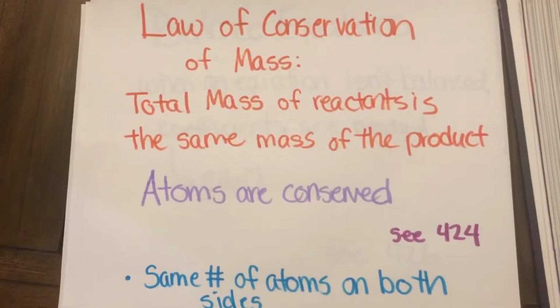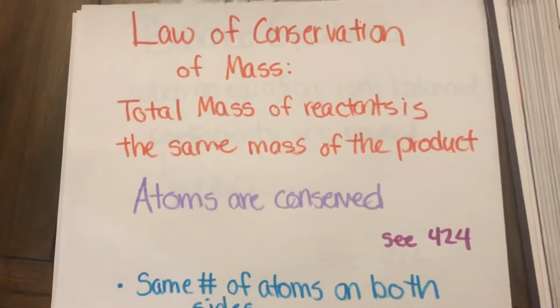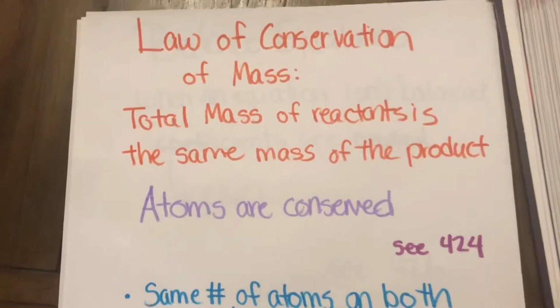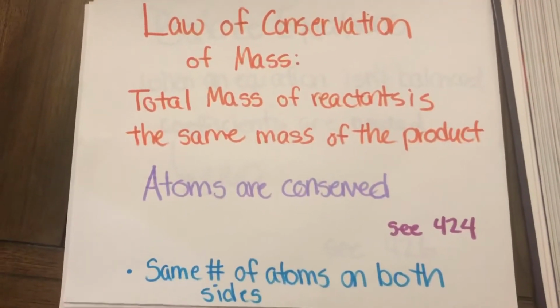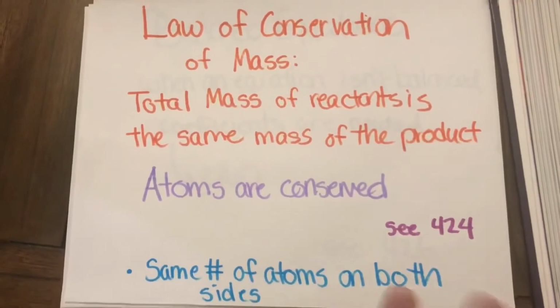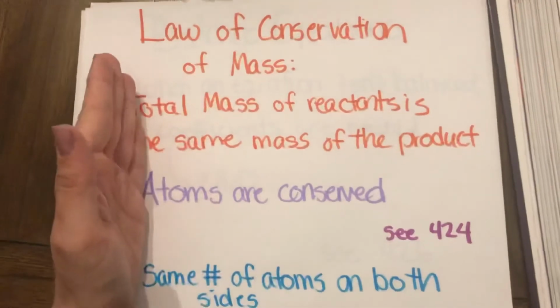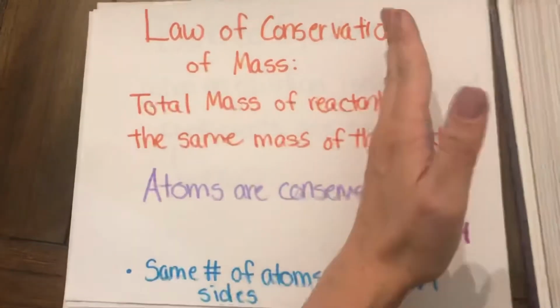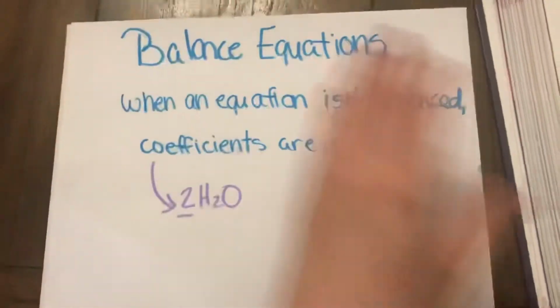Atoms are conserved. There's an example of this in your book on page 424 if you want to see a breakdown with an experiment they did. We're going to skip that for now for time's sake, but definitely go back and check that out. Another thing that this means is that the same number of atoms on the left side of the equation needs to equal the number of atoms on the right side of the equation. And we'll talk about what that means in just a moment.